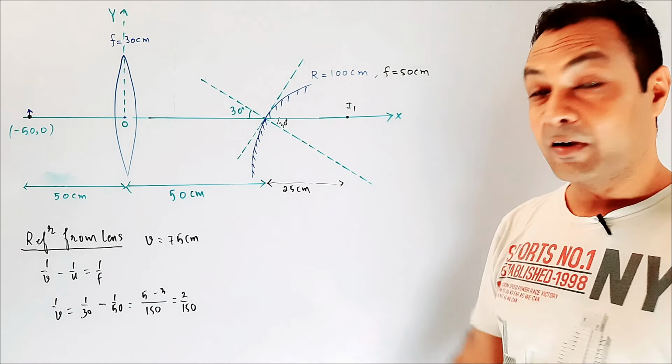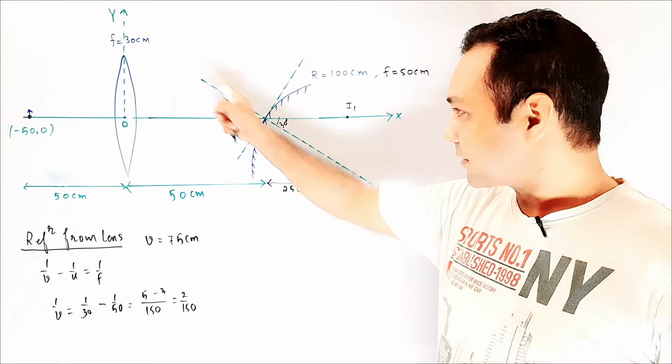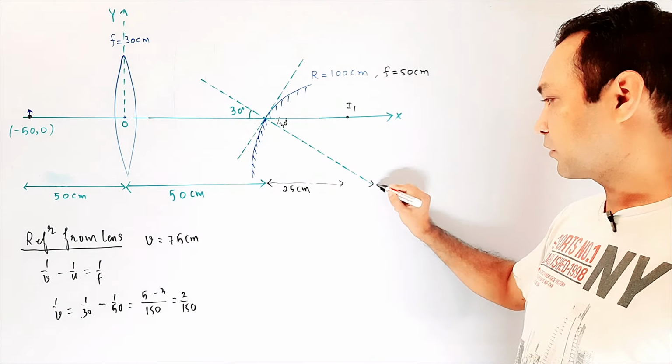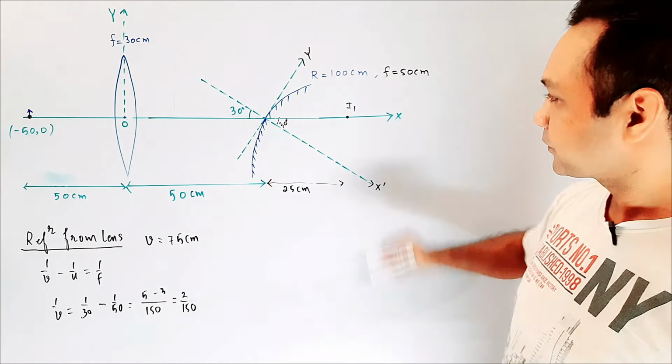For the reflection from the mirror, the x-axis would be this, the y-axis would be this. Let me write this as the x dash axis, and this is the y dash axis.